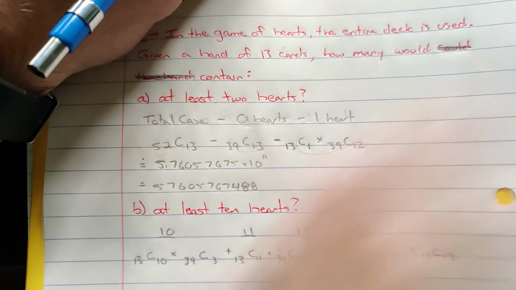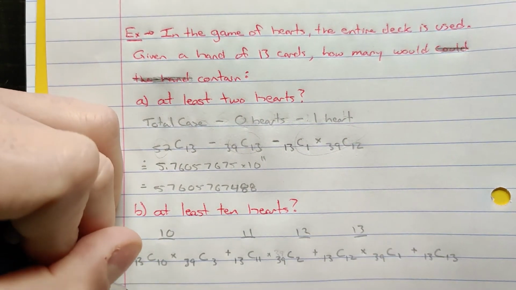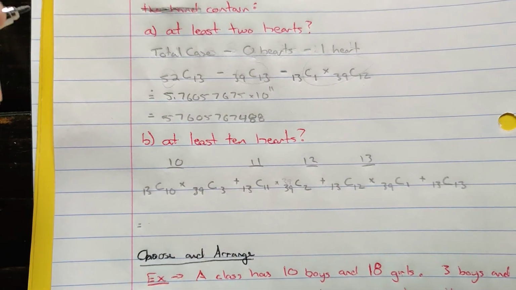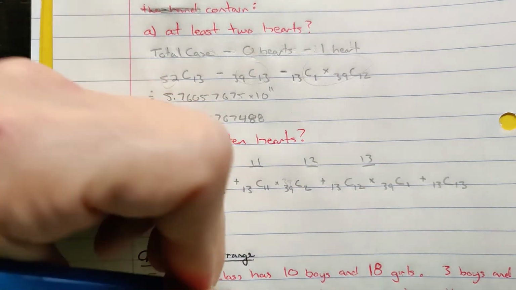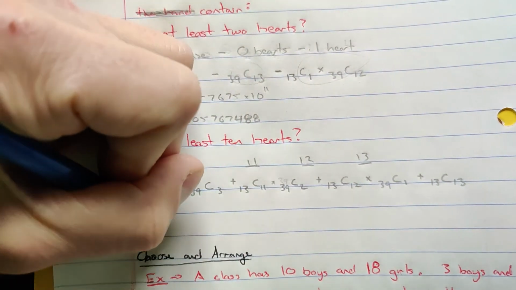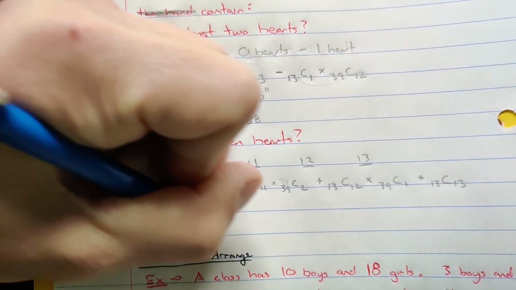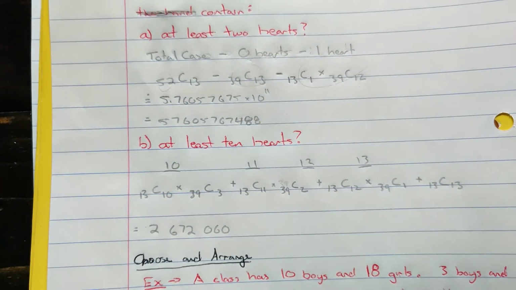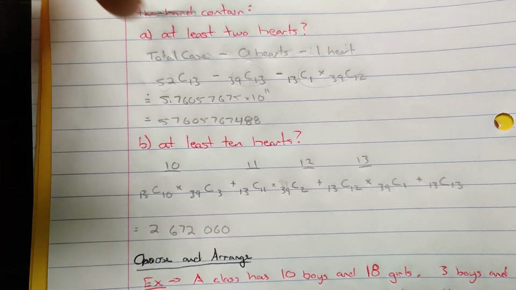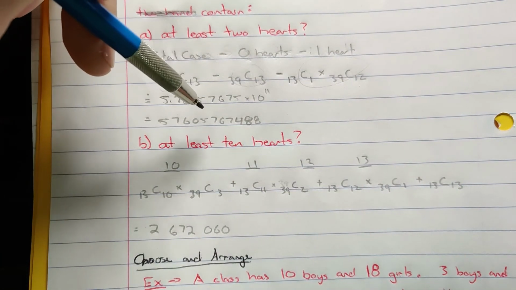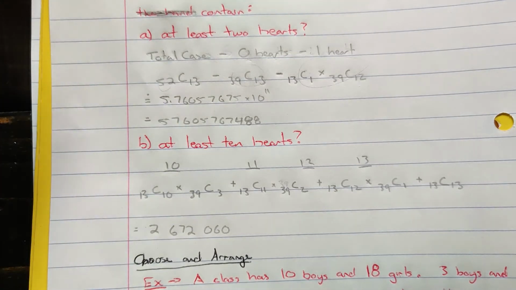So we calculate that all out, and we get a really big number of 2,672,060. So 2,672,060 possible hands have at least 10 hearts. So there's only 4 cases here where there was 11 cases before, thus the vast change in number.